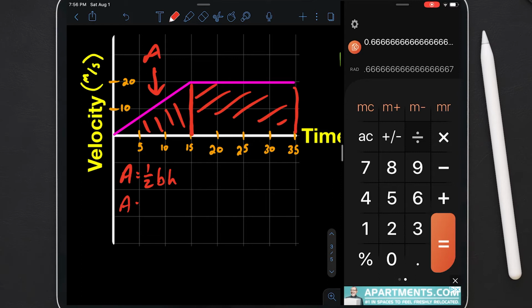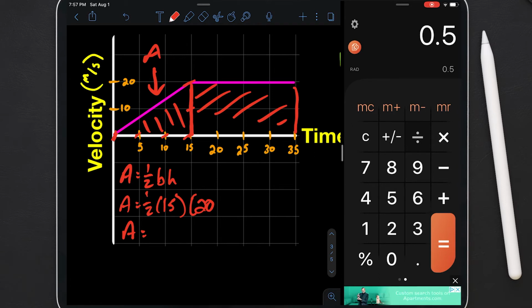And for this area, 1/2, the base, we notice that it starts at 0, then goes to 5, 10, 15. So our base is 15. And our height, we notice it goes from 10 to 20. So our height is 20. So the area is equal to 0.5 times 15 times 20, which gives us 150. So that's the area for that little triangle.